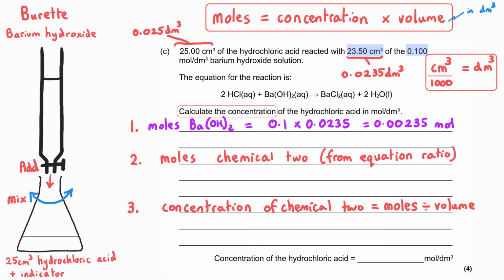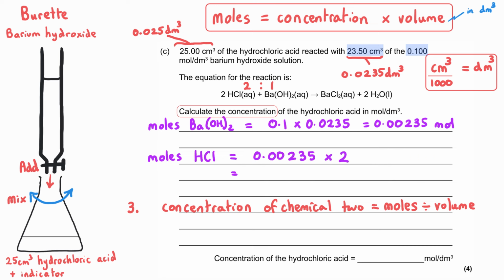And then for step 2, we need to look at the ratio. 2HCl react with 1 barium hydroxide. And this tells us however many moles of barium hydroxide we're using, we will need twice the number of moles of hydrochloric acid. So what we need to do is take the moles of barium hydroxide that we calculated in step 1 and simply multiply it by 2. And so this gets us 0.0047 moles of HCl present in that conical flask.